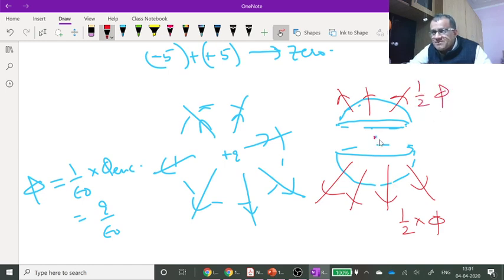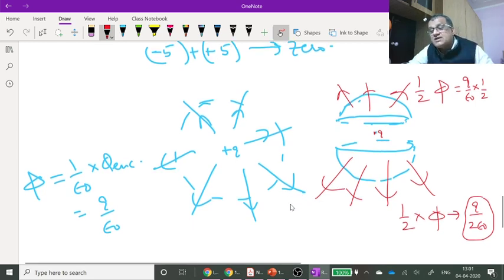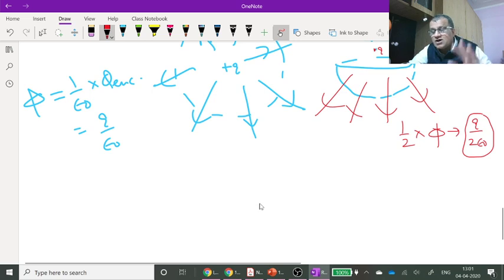So if there is a plus Q kept at the center, the flux passing through half of the sphere will be 1 upon epsilon naught times charge enclosed, half of it. And likewise, Q upon 2 epsilon naught is the flux passing through the lower half. We can use Gauss law. We will use it for some other purposes also. Gauss law has actually come from this discussion, as a consequence of those definitions.